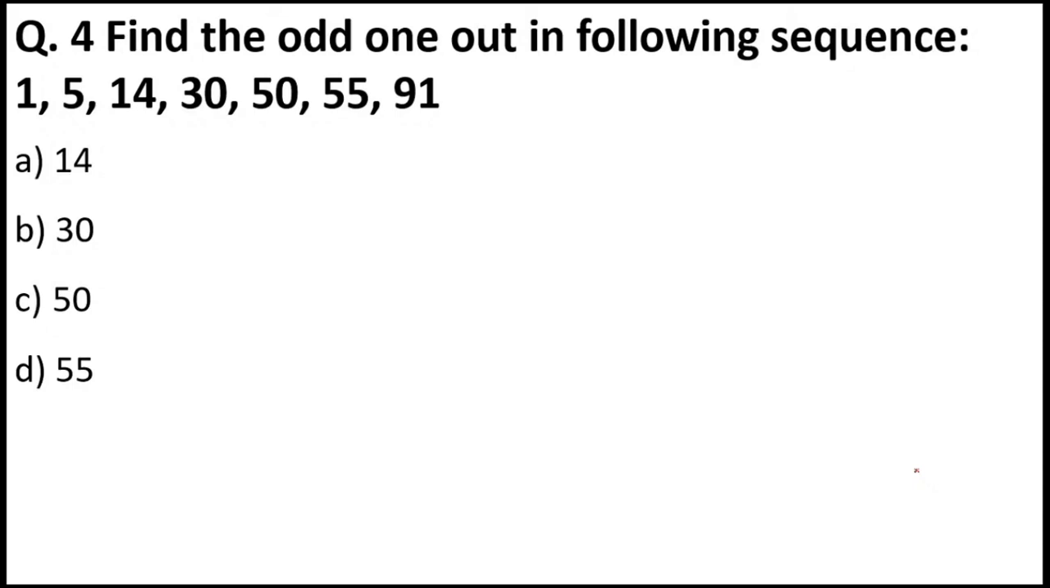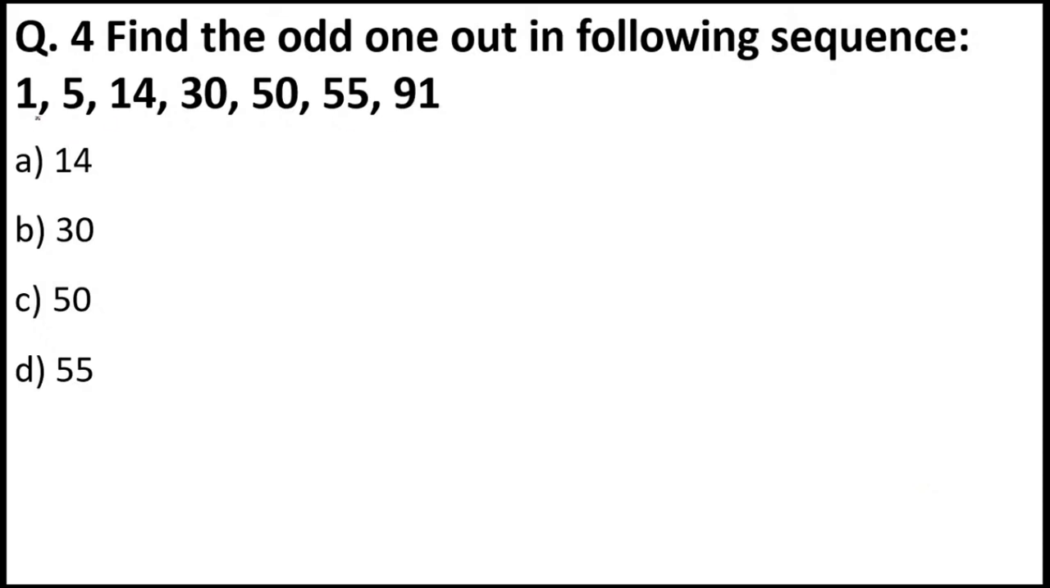Or shall I solve it for you guys? What is the right answer over here? The odd number you have to find out from the series of 1, 5, 14, 30, 50, 55, 91. So this is also a simple question. It might look complicated, but it is not at all complicated, students. When I'll solve it, you'll say, yes, ma'am, you were right.